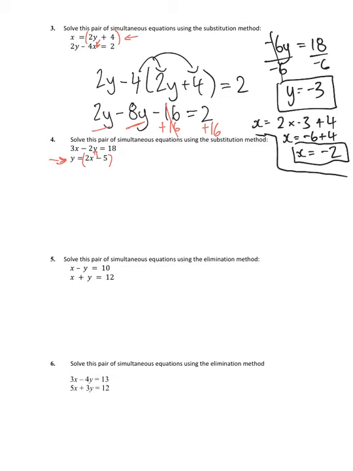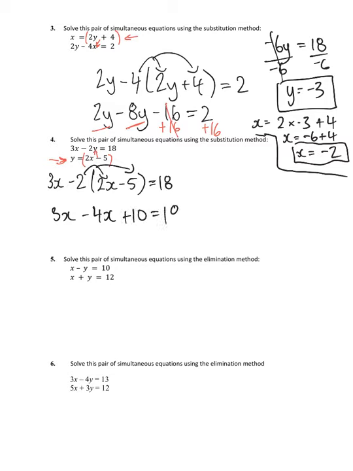Okay, so what I'm going to do is I'm going to rewrite out that top equation, so 3x minus 2. Okay, instead of the y now, you can have 2x minus 5 equals 18. Okay, once you get to here, we're just going to expand these brackets. So we're going to have 3x. All right, negative 2 times 2 is negative 4x. All right, negative 2 times negative 5 is positive 10. Equals 18.